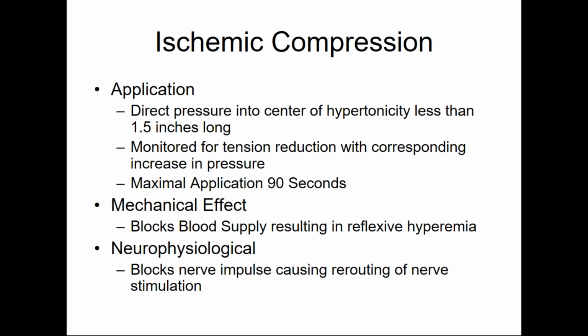Now remember, one of the causes of hypertonicity is insufficient ATP available to break the myosin-actin bonds. So the reflexive hyperemia created with ischemic compression can help generate an increase in ATP presence, thus allowing more ATP to make the connection to break the bonds within the muscle. So those are some factors about ischemic compression.